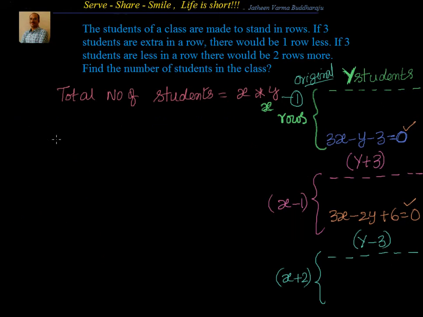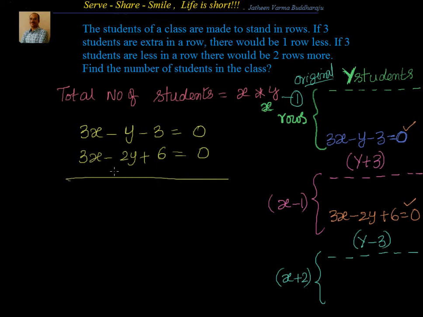Now we can choose any method to solve these two equations. We will take elimination method and we will say 3x minus y minus 3 equal to 0. This is pretty easy now. 3x minus 2y plus 6 equal to 0. You can use substitution also because you have variable with coefficient as 1, so that also should be fine. Right. Now if I subtract, this will become minus, this will become plus, the sign will change and this sign will become minus, and I'll have 0 on the other side.